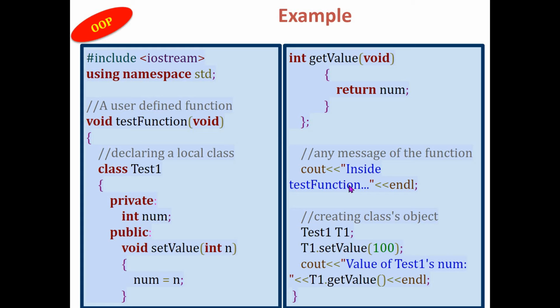Now when the test function wants to access the set value and get value functions of the class test1, that is a local class, it will have to create an object of the local class as test1 t1 and t1 dot set value, as it does for other classes also. But just keep in mind that here set value and get value will be accessible only in the test function. It will not be accessible in the main function.